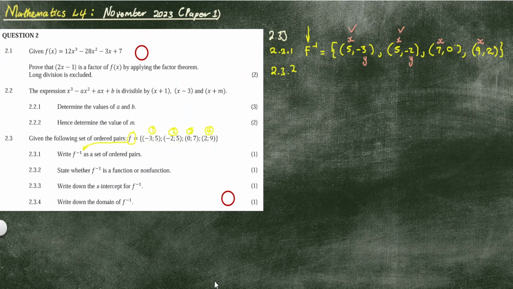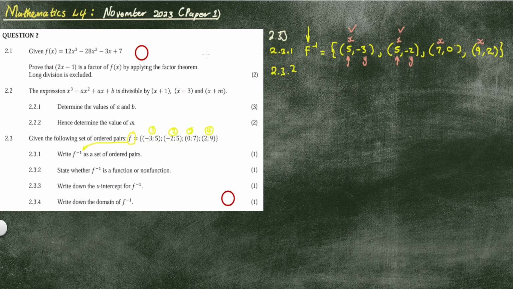A relation is considered a function if the x values are mapping to the same y value. Like in this case, this is x equals 5, this is x equals 5 as well, right? If this 5 and this 5 were mapping to the same y value, then this whole thing would be considered a function, right?